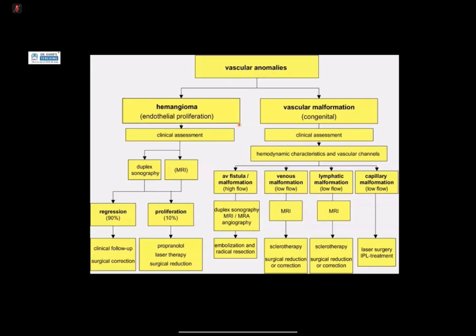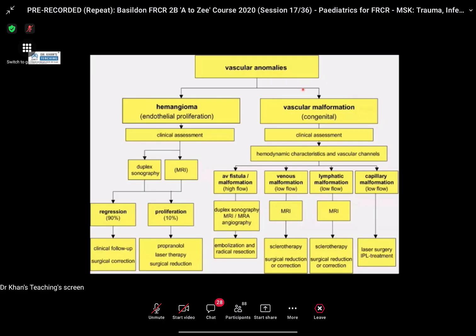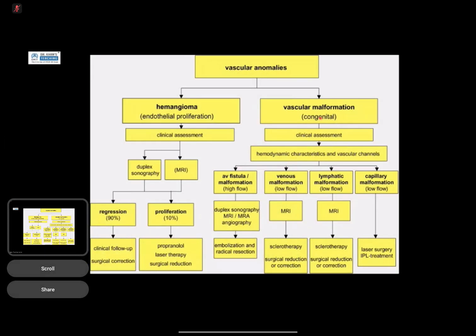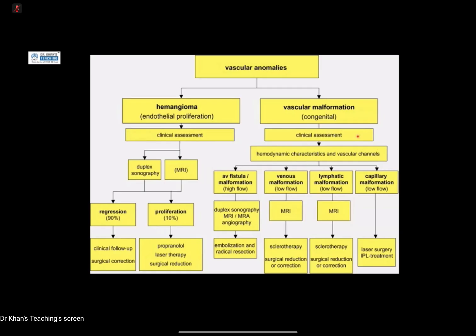I think there's an ISSVA classification from 2014, but vascular anomalies, if you're not sure what it is, that's the umbrella term. And then you can subdivide it into hemangioma or vascular malformation. Hemangioma is more tumor-like, while vascular malformation is a more ill-defined area of dysplastic vessels. Clinical assessment is important, because history helps you to go down one path or the other.